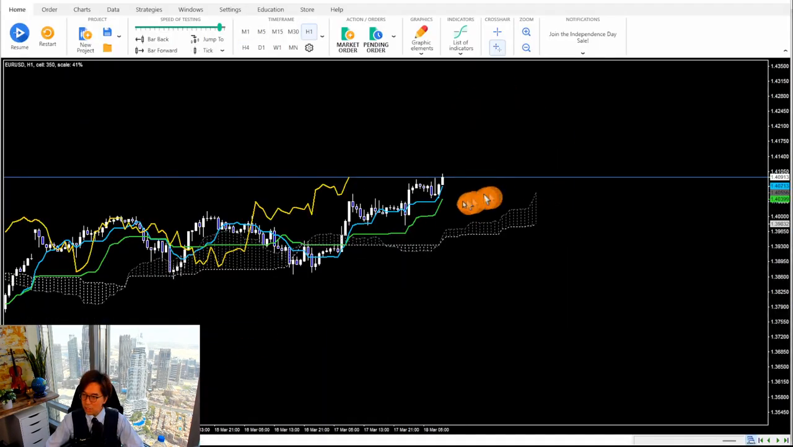So the 1 hour shows it's bullish too. Yeah, Kumo's up, Kijun Sen is up. So this is where I look for an entry timing in the 5-minute. Let me go down to the 5-minute chart.